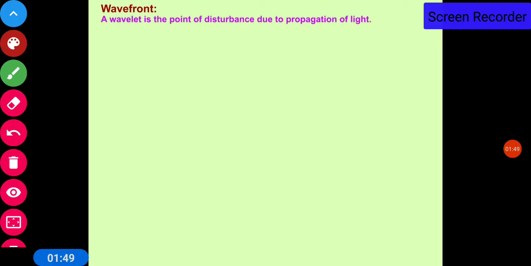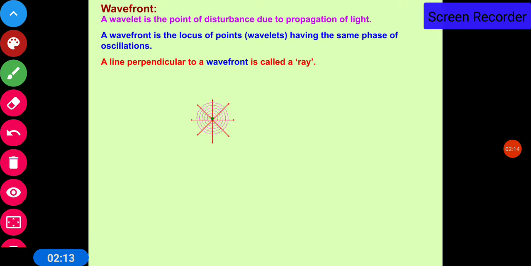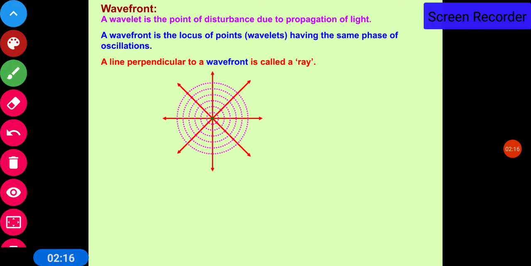Now let us discuss wavefront. A wavelet is the point of disturbance due to propagation of light, and a wavefront is the locus of points or wavelets having the same phase of oscillations. A line perpendicular to a wavefront is called a ray. This is a wavelet, the point of disturbance. From this point of disturbance, the light is spreading in all directions. So a wavefront is the locus of points having the same phase of oscillations.